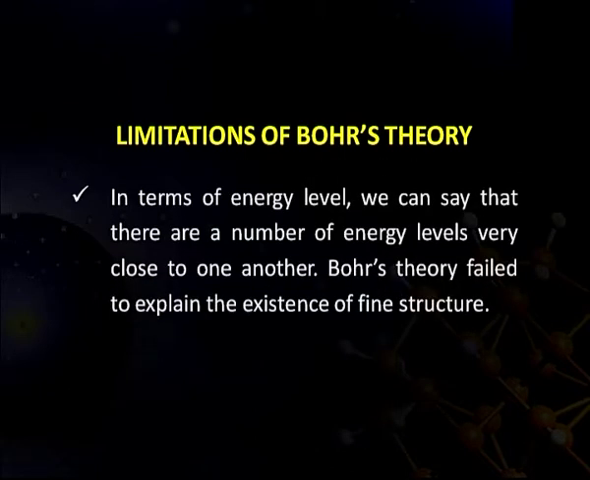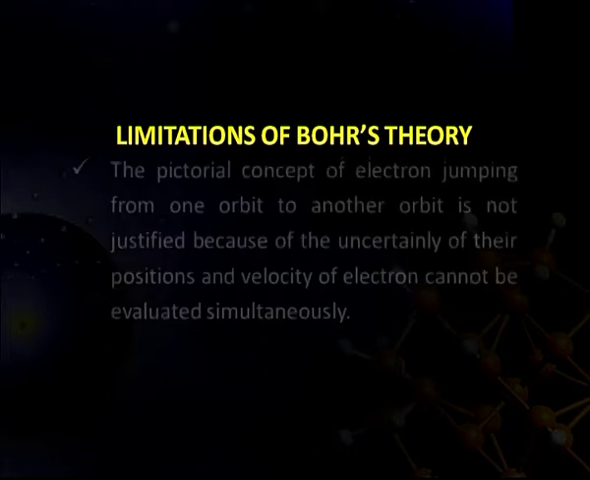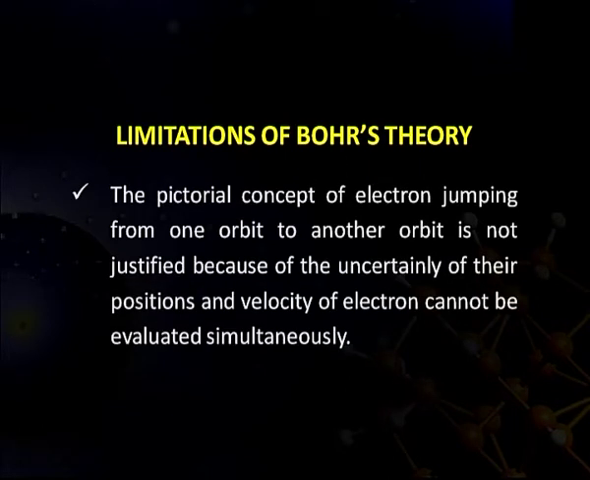In terms of energy levels, we can say that there are a number of energy levels very close to one another. Bohr's theory failed to explain the existence of fine structure. The pictorial concept of an electron jumping from one orbit to another is not justified, because the position and velocity of an electron cannot be evaluated simultaneously, owing to uncertainty.